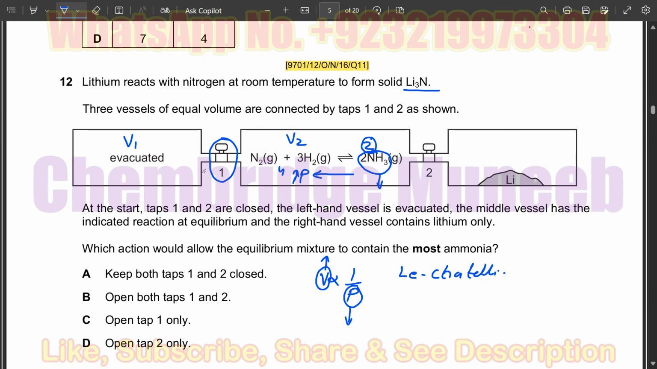So opening valve 1 will increase the volume, that will reduce the pressure, and to oppose that change, the equilibrium will shift to the left side to increase the pressure, and this will reduce ammonia. So that's why tap 1 should also not be opened. In that case, we can see that both tap 1 and 2 must be closed. So the right answer will be A.